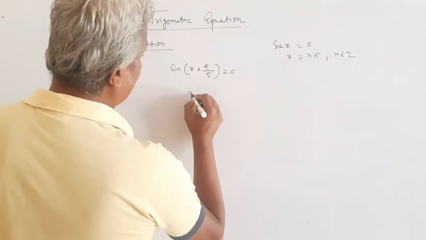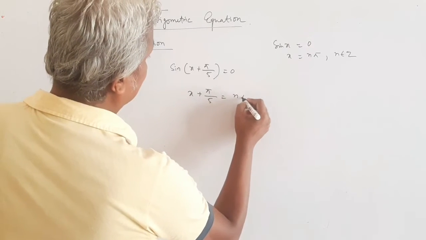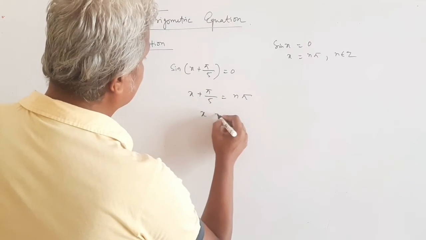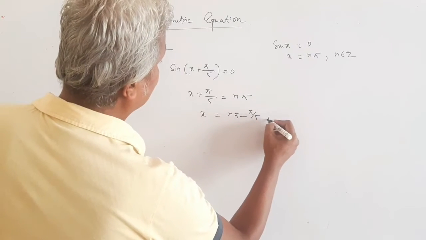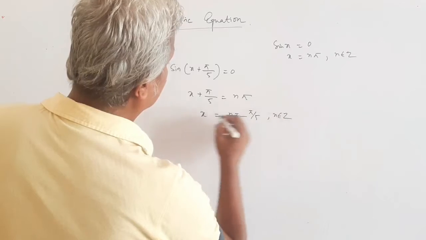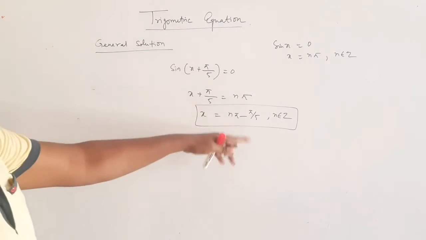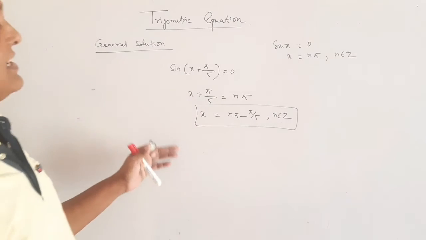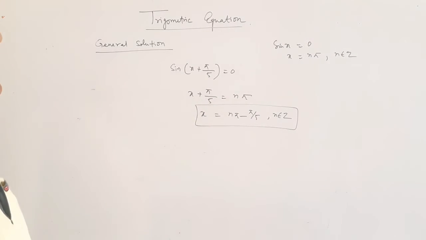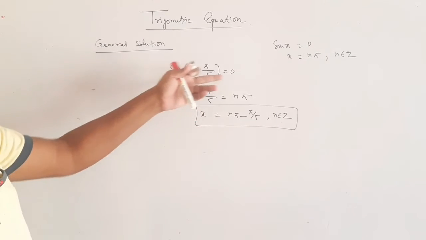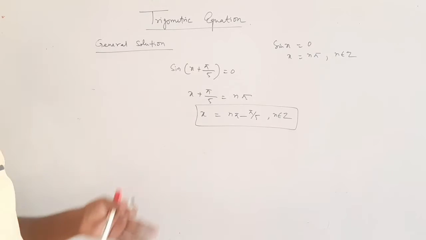So in this case we will have x plus pi over 5 as n pi, and x is n pi minus pi over 5, where n belongs to integer. This is the expression for the general solutions. Keep on putting the values of n, which are integers, extended from minus infinity to plus infinity, and you can get whatever value you want, and that should satisfy this equation. This is how this general expression is, and this is what's called a general solution.